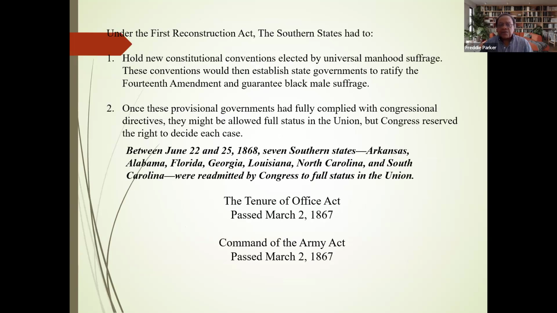And under this first Reconstruction Act, the Southern states had to hold new constitutional conventions, and most of them held those conventions in 1868, including North Carolina. And I would say that if we had more time, we could spend an hour looking at the North Carolina Constitution of 1868, because it was really one of the most so-called liberal documents of all the Southern states.